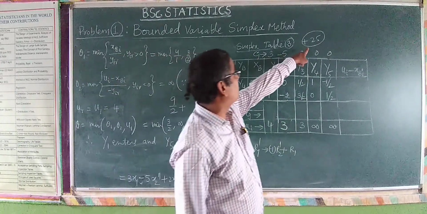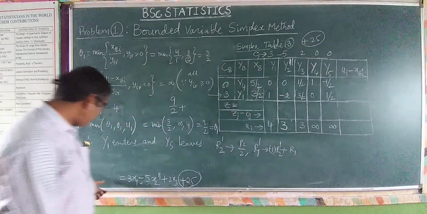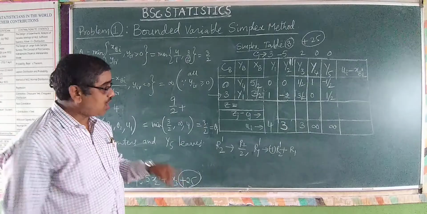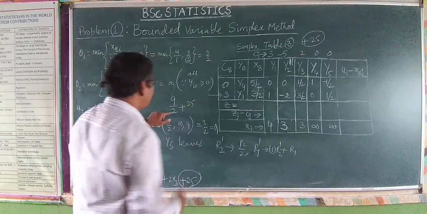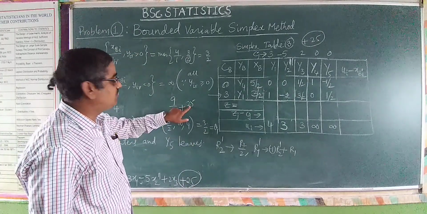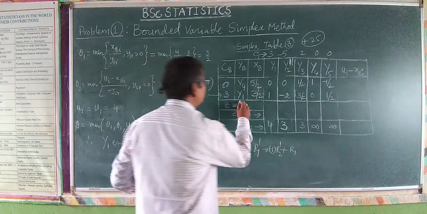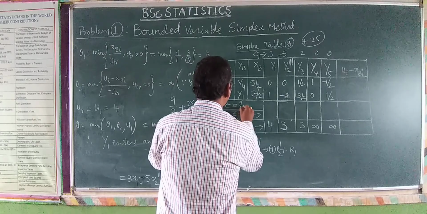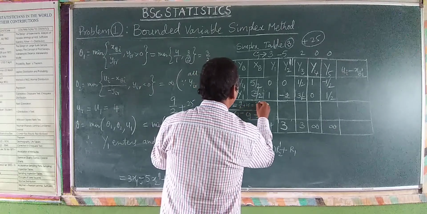That is the reason why I have written here plus 25. Of course, this is the objective function plus 25. You have to add plus 25. So if you take 2 as the LCM, 2 25s are 50, plus 9, 59. So 59 by 2. So the value 9 by 2 plus 25 is equal to 59 by 2.